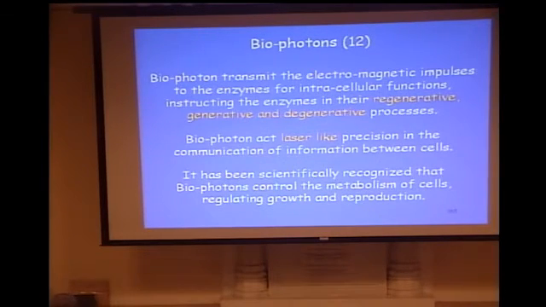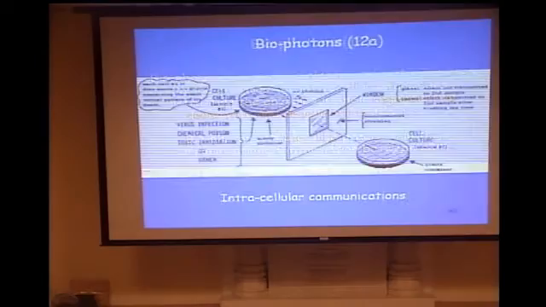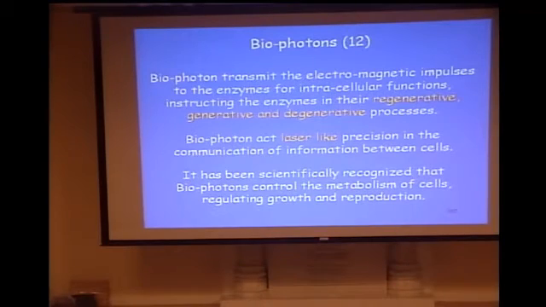The body remains for a long time, but what happens is when Ayushya karma ends, you don't make new cells, like red blood cells and everything. Biophotons transmit electromagnetic impulses for the regenerating, generating and degenerating process. If you have a cancer cell, you want degeneration. If you want a blood cell, you want to keep it generating. With their laser-like precision, it has been scientifically recognized that biophotons control the metabolism of the cell, regulating growth and reproduction.